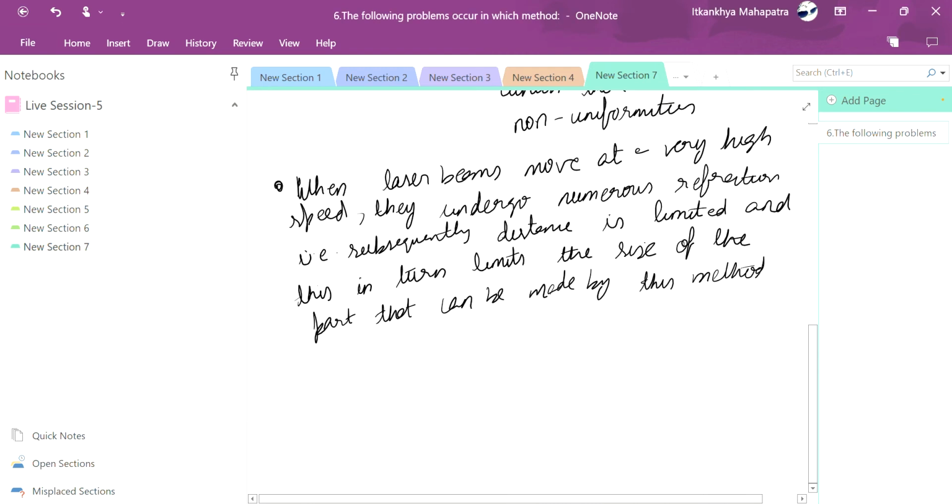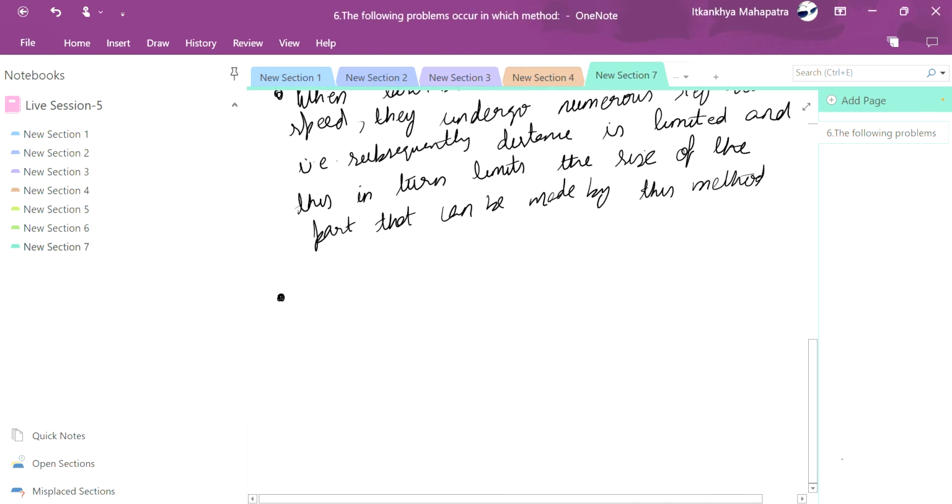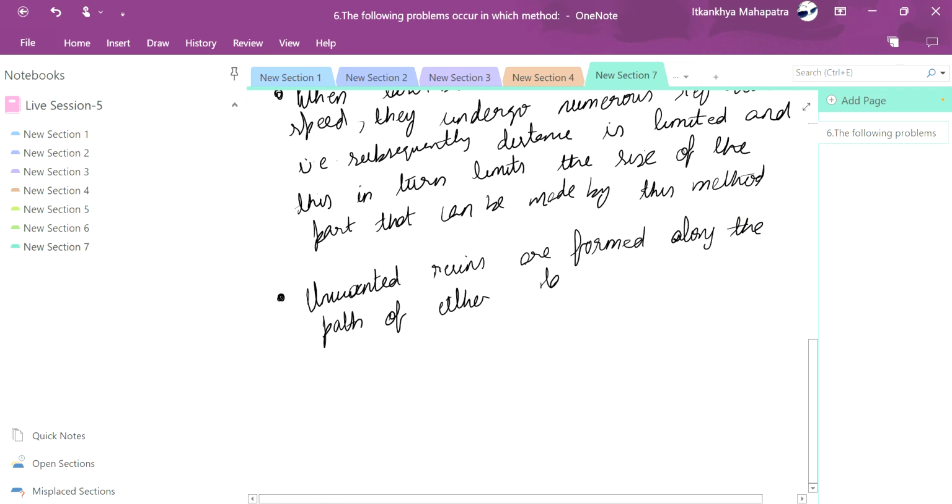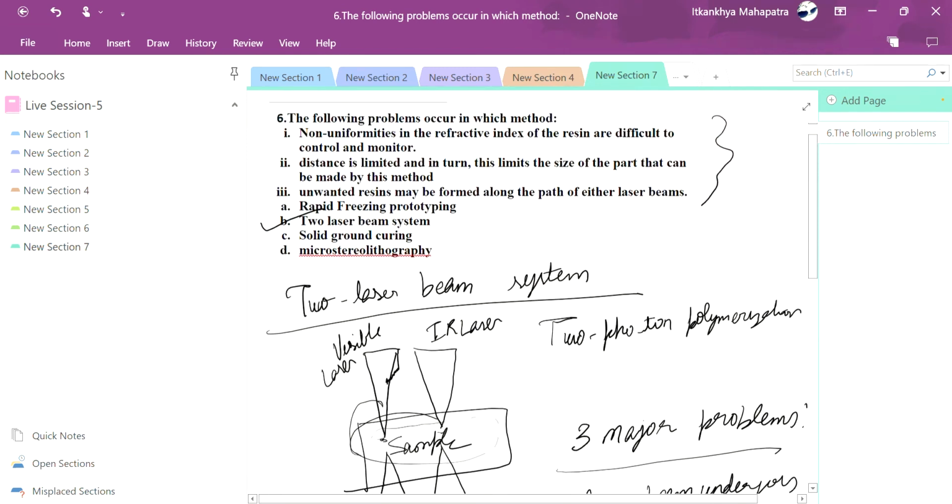Now the last one is unwanted resins are formed along the path of either laser beam. So these are the three major problems associated with the two laser beam system.